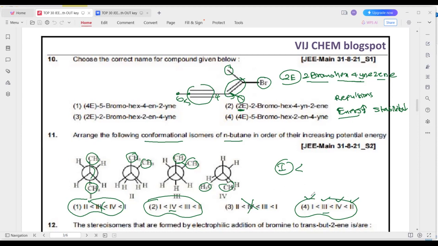Okay. 1 is the least because of 180 degrees. Second, 3, because they are separated by 60 degrees. Here I am writing the degrees also. Fourth, in the fourth they are less than 60 degrees, and in 2 they are almost overlapping with each other. Two bulky groups are overlapping with each other. So the correct option is 1 less than 3 less than 4 less than 2. Okay, so the fourth option is correct.